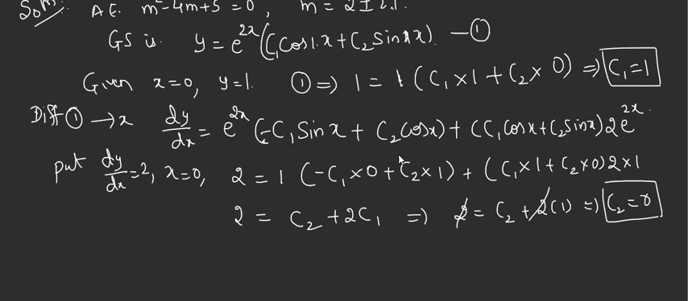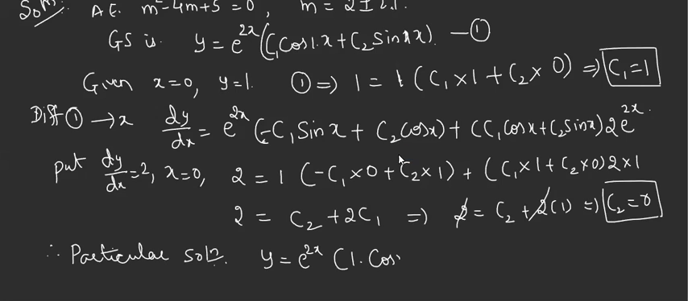Now what you have to do is substitute the values of c1 and c2 in equation 1, and that is called, do you remember what it is called? Particular solution. So substitute: y equal to e raised to 2x, c1 is 1 into cos x, c2 is 0, 0 into anything is 0. So the answer is e raised to 2x cos x. This is called the particular solution.